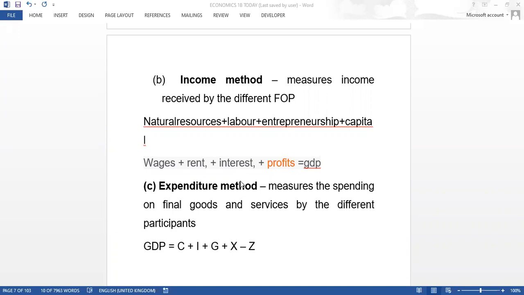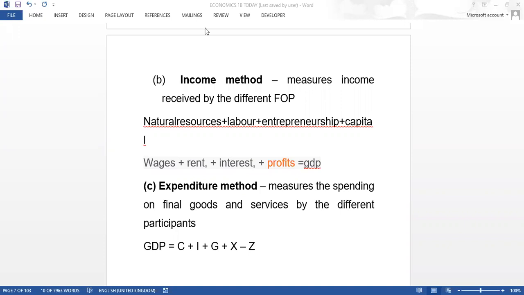Then we have the foreign sector, which is X minus Z. X represents exports, Z represents imports. X is an addition to the spending or an addition to the gross domestic product, because whenever you're exporting goods and services to other countries, it's going to be presenting the country with income, growing the economy, and creating employment within the economy. So hence, as a result, it's a positive.